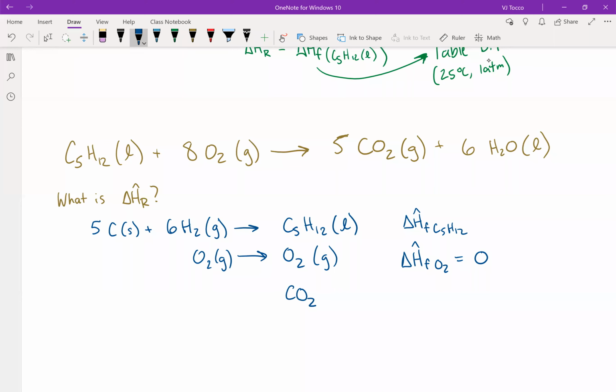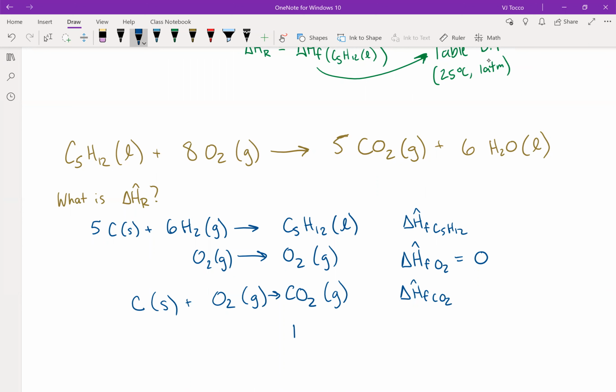I suppose you could make the argument that CO2 just exists in nature as well, but CO2 is composed of building blocks. I guess my point is that it cannot be the base building block. So I can't break up oxygen any more than I already have, but I can break up carbon dioxide more than I already have. It's carbon, which is again solid in its elemental state, plus O2 gas. That is the formation reaction for CO2. So I'm going to write this as delta HF for CO2.